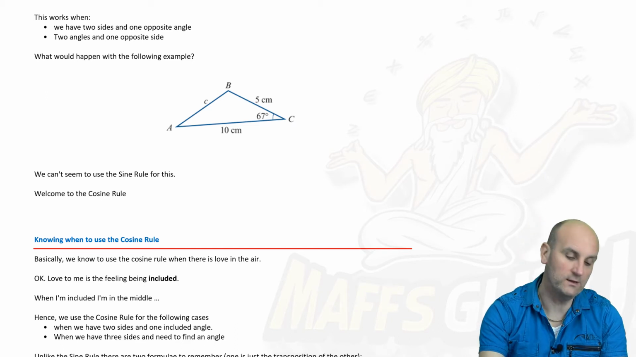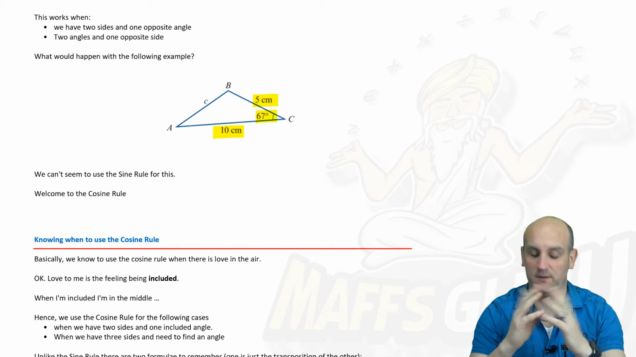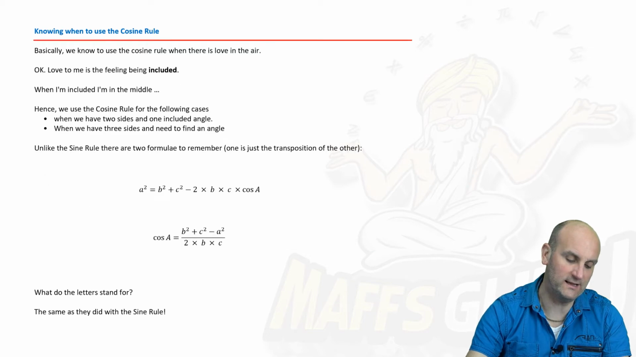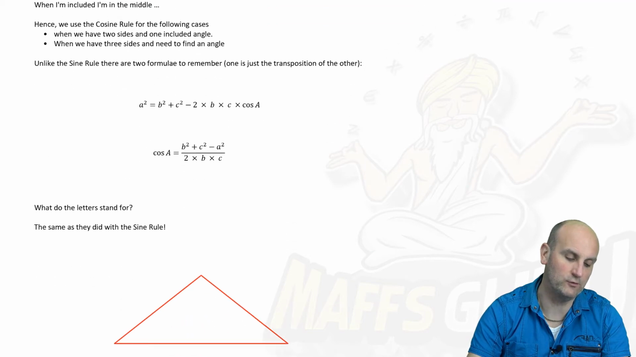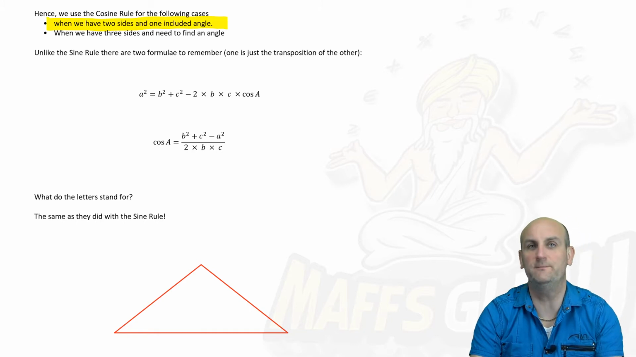But that's exactly what is happening here. Here is a side, and stuck between the two of them is an angle. And that's what it means by included. Now, we use the cosine rule for when we have two sides and one included angle. That's what I've just talked about.